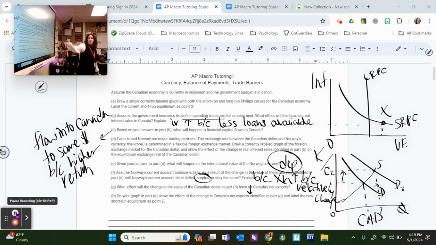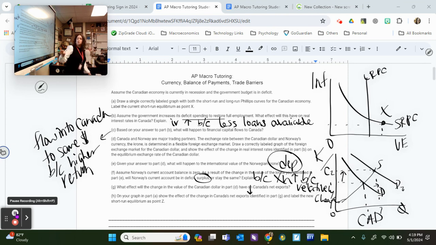On your graph in part A, which is the Phillips curve, how will the change in Canada's net exports affect this? Label the new short run equilibrium point, not shift, point. Label this new point Z.